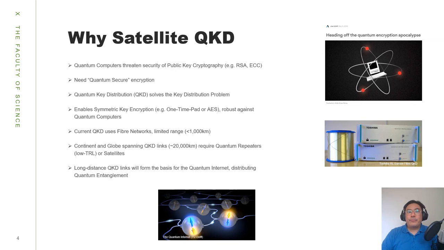Current methods of quantum key distribution use fiber networks, but these have limited range due to the absorption of light within the optical fibers, and it is unlikely that we will be able to make direct connections via optical fiber over 1,000 kilometers. However, if we want to have secure communication across continents and across the globe, we need to have very long links, and these will either require quantum repeaters, which are very difficult to produce and are yet to make the leap out of the lab, or else we can use satellites.